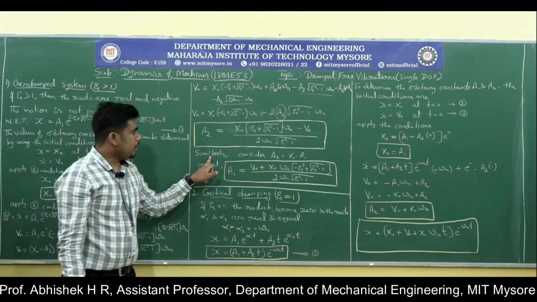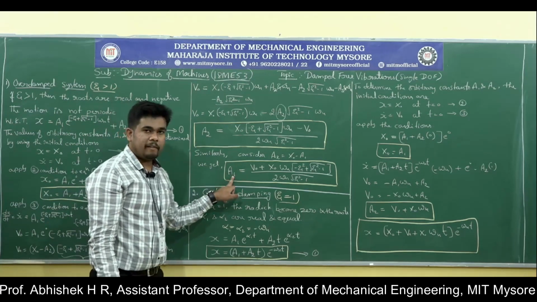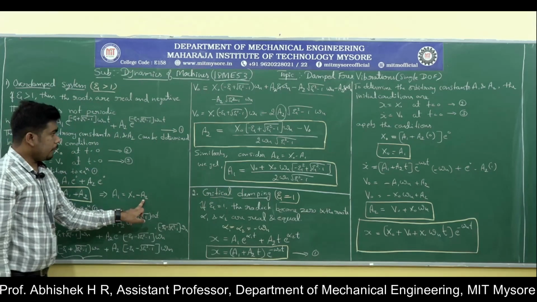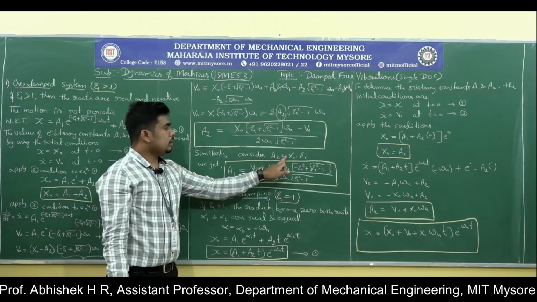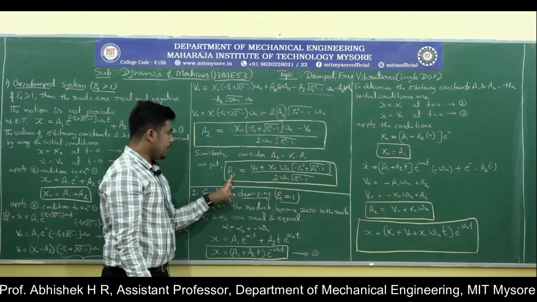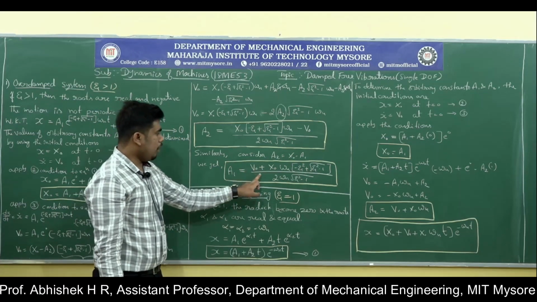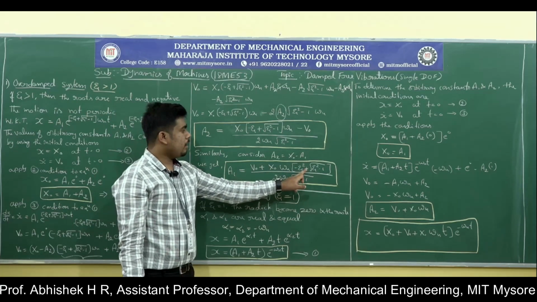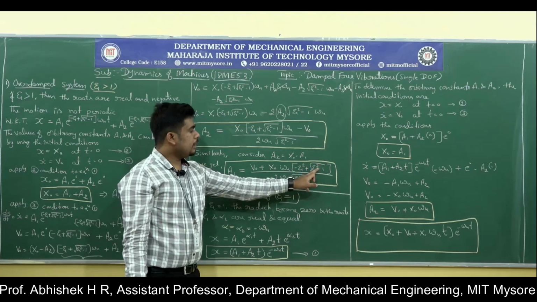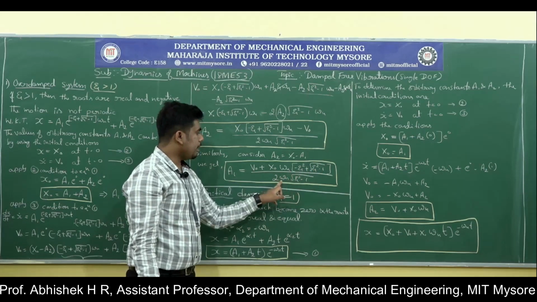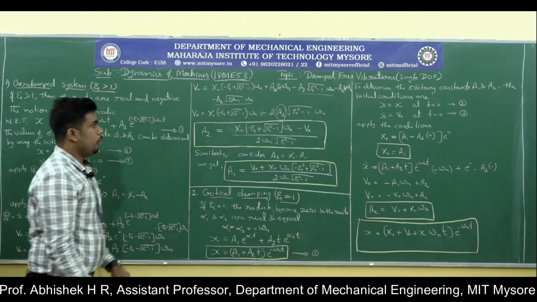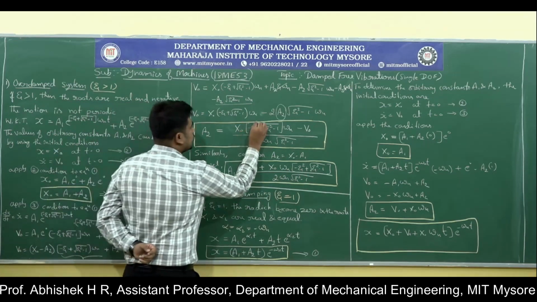In the similar way, we can find out the a1 value also. Here I have considered a1 is equal to x naught minus a2. Suppose if you consider a2 is equal to x naught minus a1, you will get a1 value like this: v naught plus x naught omega n into minus zeta square plus square root of zeta square minus 1 whole thing, divided by 2 into omega n into square root of zeta square minus 1. See, I have not written square here.